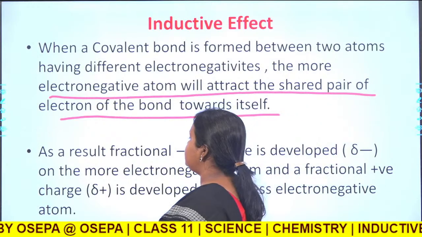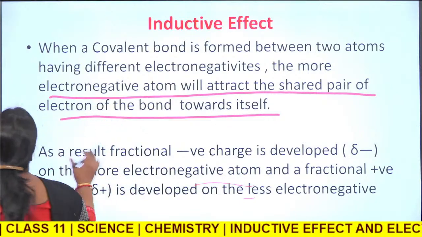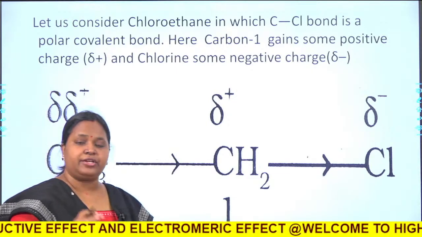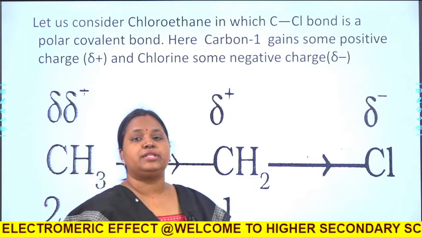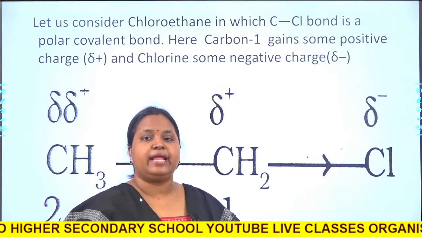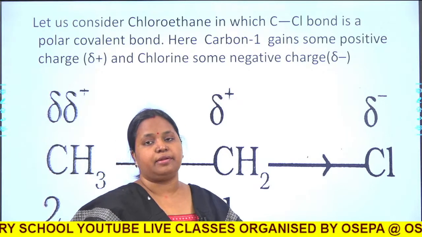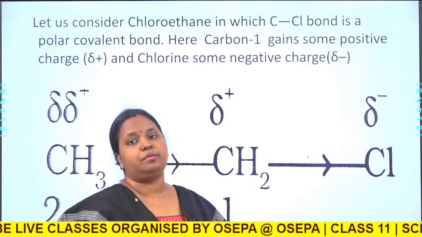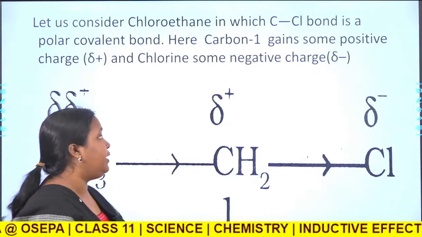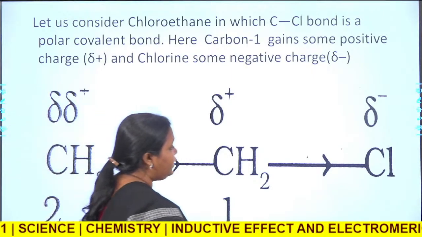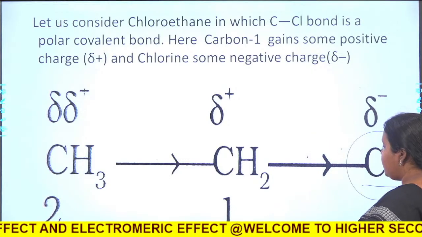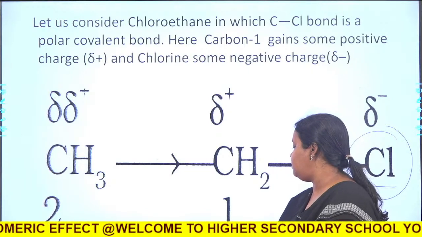So as a result of this, a fractional positive charge develops over the less electronegative atom and a fractional negative charge develops over the more electronegative atom. So let us see an example of methyl chloride. Here the chlorine, we know chlorine is more electronegative than carbon.